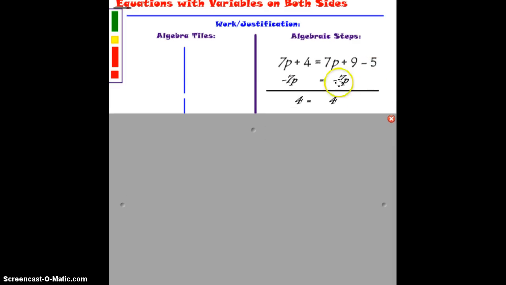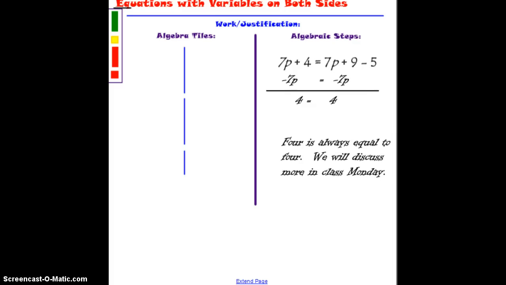So once we subtract the 7p on the right and we move it to the left, those 7p's actually cancel out to be 0 pairs, and we are left with 4 equals 4. Now, don't worry, since 4 equals 4, we're going to discuss this more in class because we've never seen an answer like this before. But just be thinking about what it might mean.